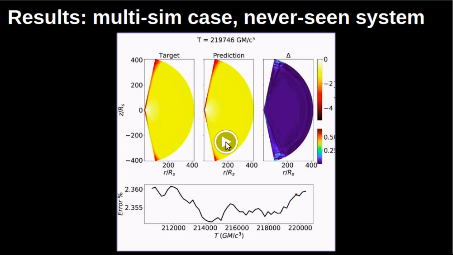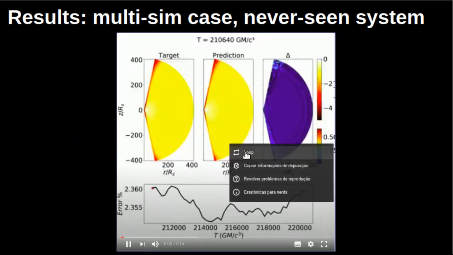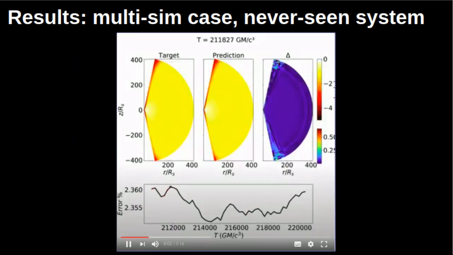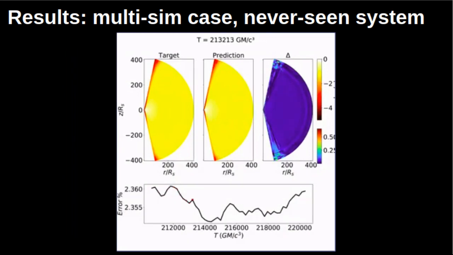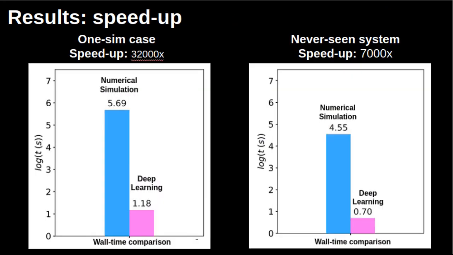Here is the multi-simulation case, the case the model never saw before. You see that the model can simulate by itself, with an error of about 2.3%. In general, the model can simulate and learn the physics very well. Again, the details are in the paper. So one question is already answered.